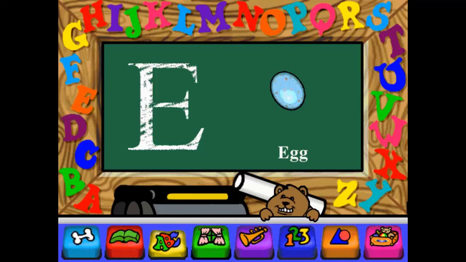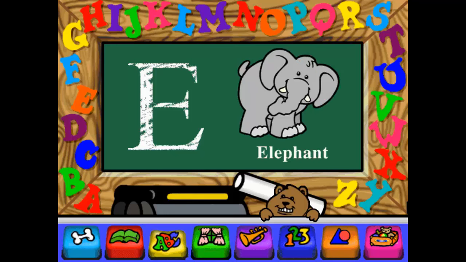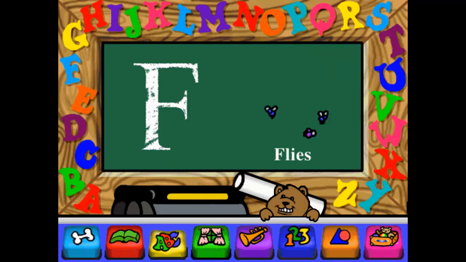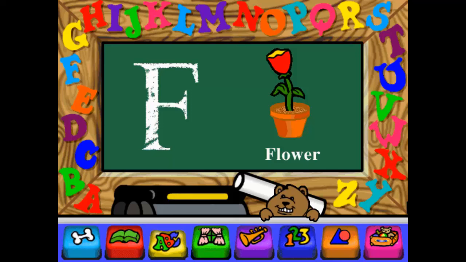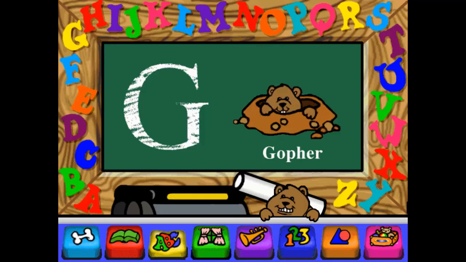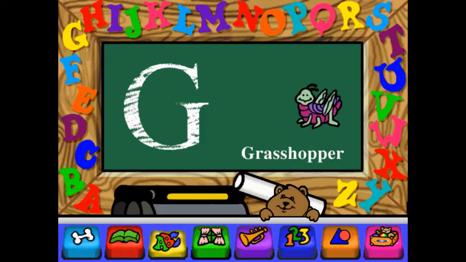E is for egg. E is for elephant. F is for fish. F is for flies. F is for flower. G is for goat. G is for gopher. G is for grasshopper.